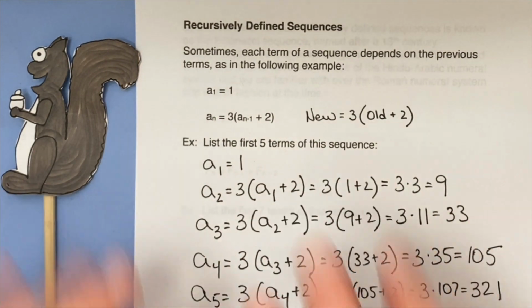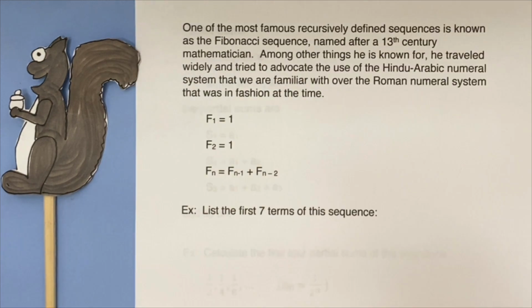Woohoo! Yay! Very exciting. So then we move on to one of the most famous recursively defined sequences, known as the Fibonacci sequence, named after a 13th century mathematician. Among other things he is known for, he traveled widely and tried to advocate the use of the Hindu-Arabic numeral system that we are familiar with, the one that we use, over the Roman numeral system.